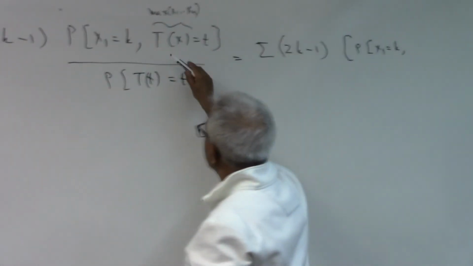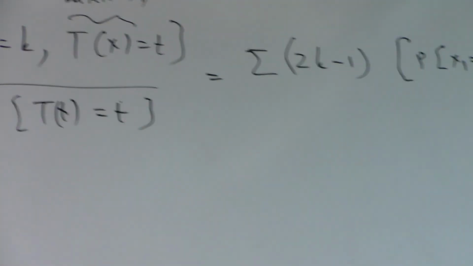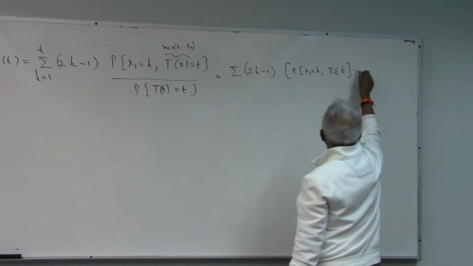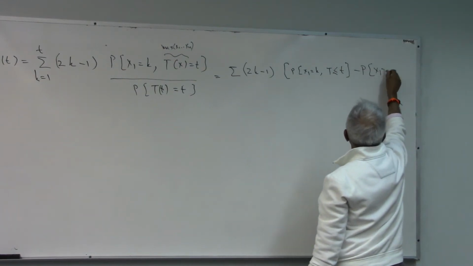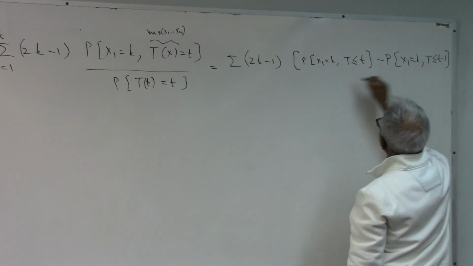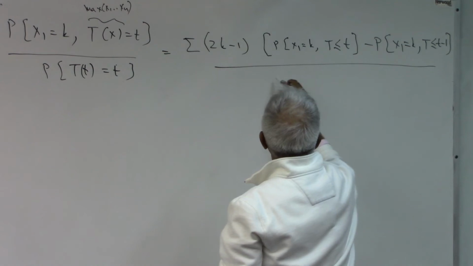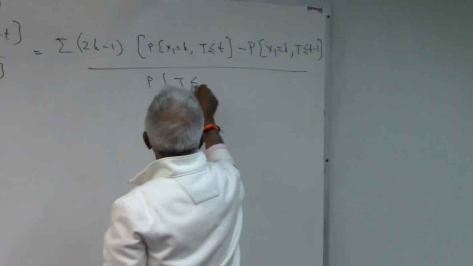We went through this earlier. The event max equal to t is the same as max less than or equal to t minus max less than or equal to t minus 1; intersection with anything will be the same. So you can see this is probability of max less than or equal to t, minus probability of x1 equal to k, max less than or equal to t minus 1, divided by probability of max less than or equal to t.